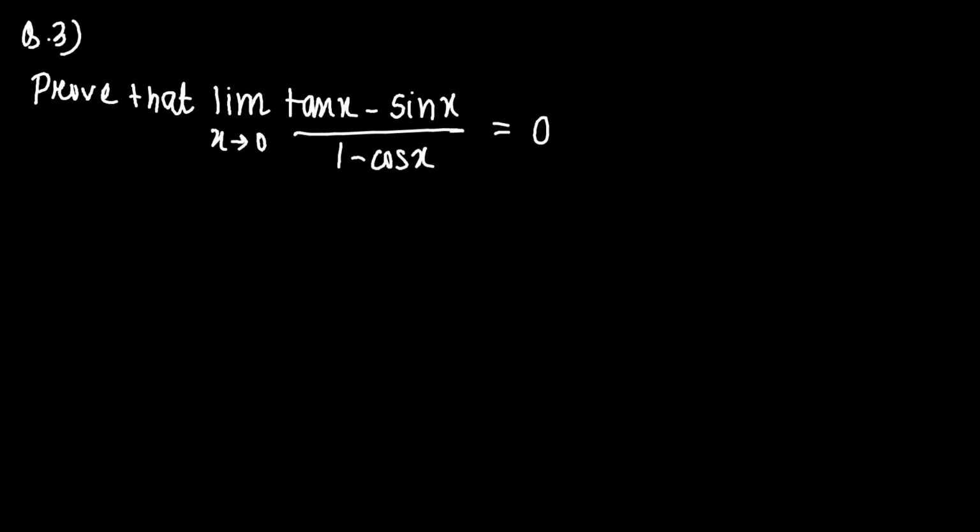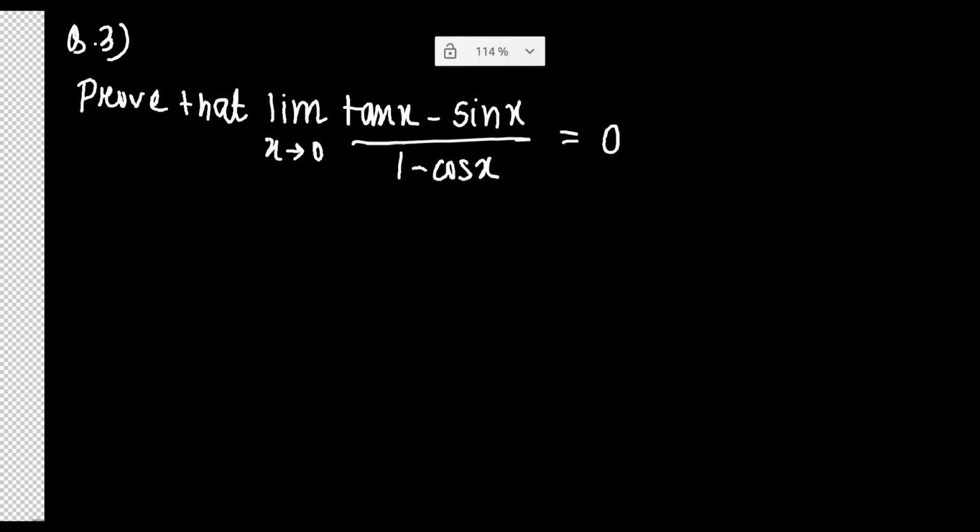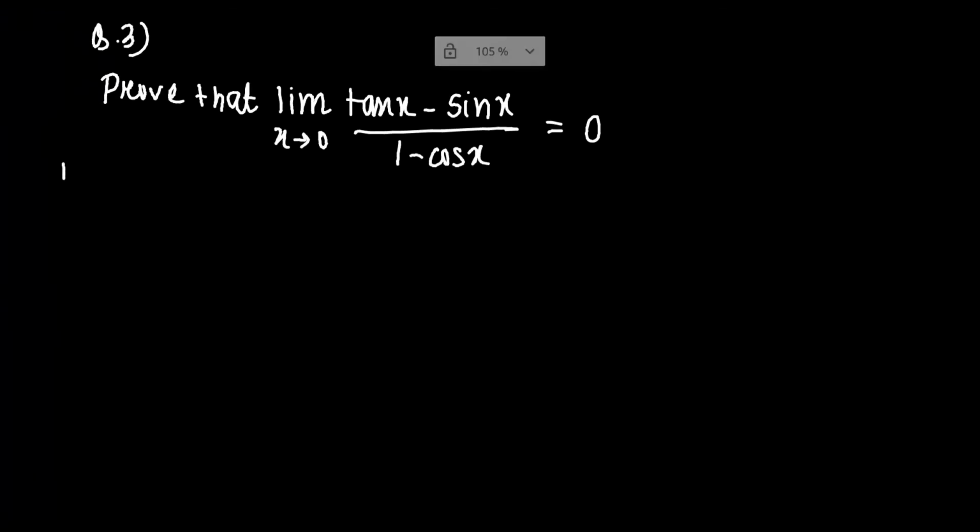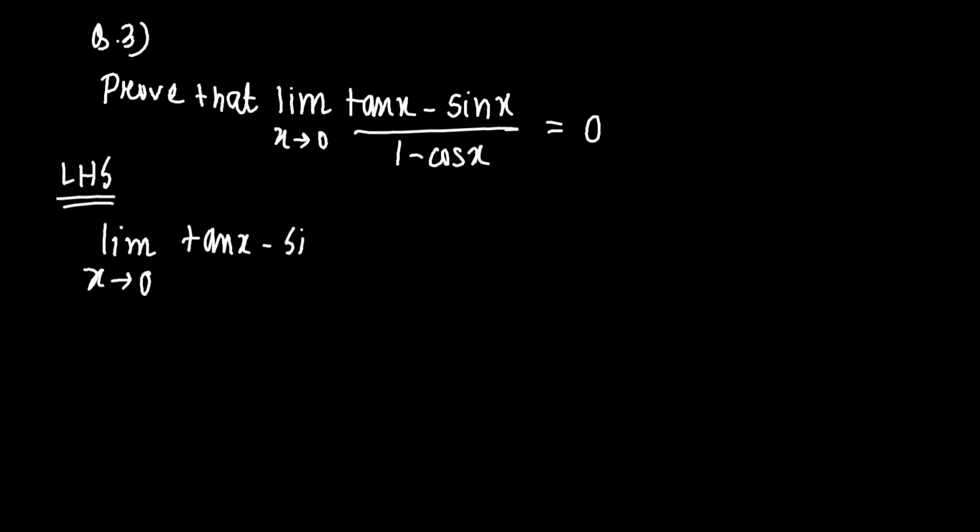Here we have to prove that limit x tends to 0 of tan x minus sin x by 1 minus cos x is equal to 0. That means the limiting value of this function, tan x minus sin x by 1 minus cos x, is equal to 0. So let's take that one. Let us first take the LHS. So it is limit x tends to 0 of tan x minus sin x by 1 minus cos x.